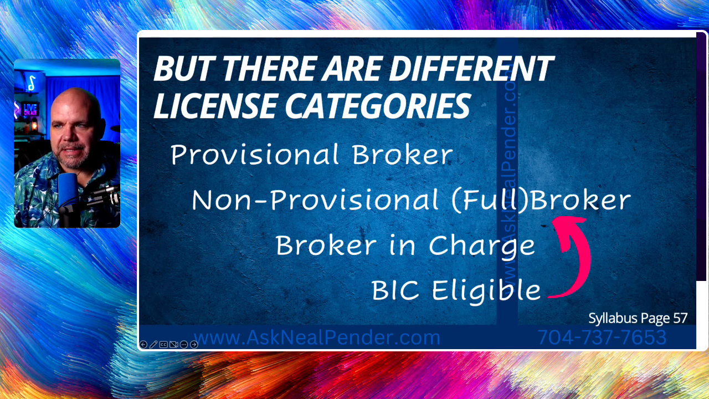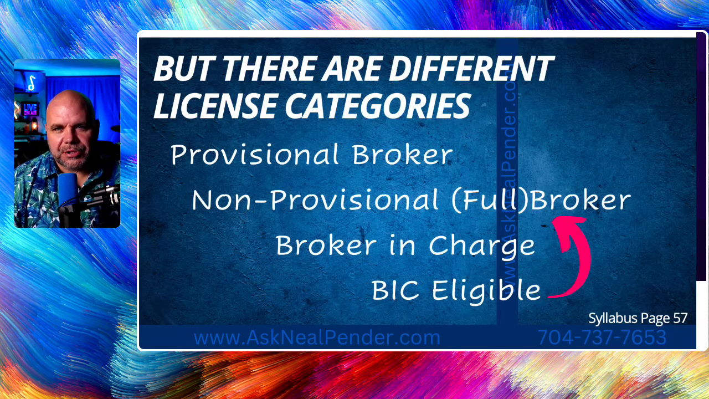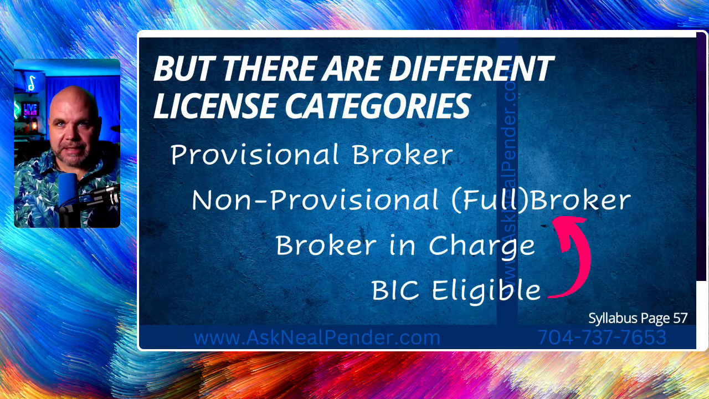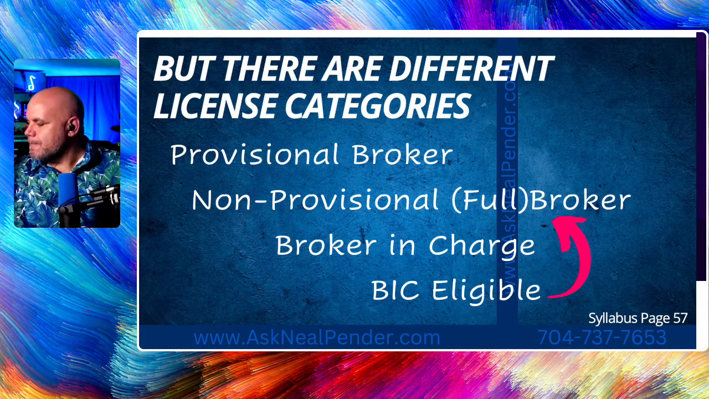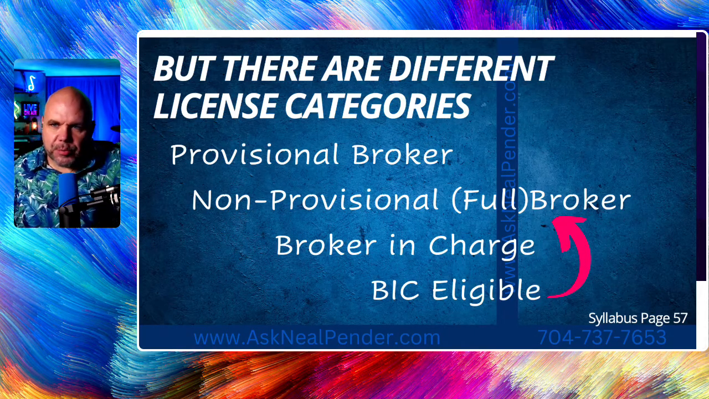There are actually six different license categories. We are showing four of them here because this is about the human element, right? The traditional progression is that you start out as a provisional broker. Once you take your post-licensing classes, within how long? How long do you have to take your post-licensing classes? 180 days. One more try.